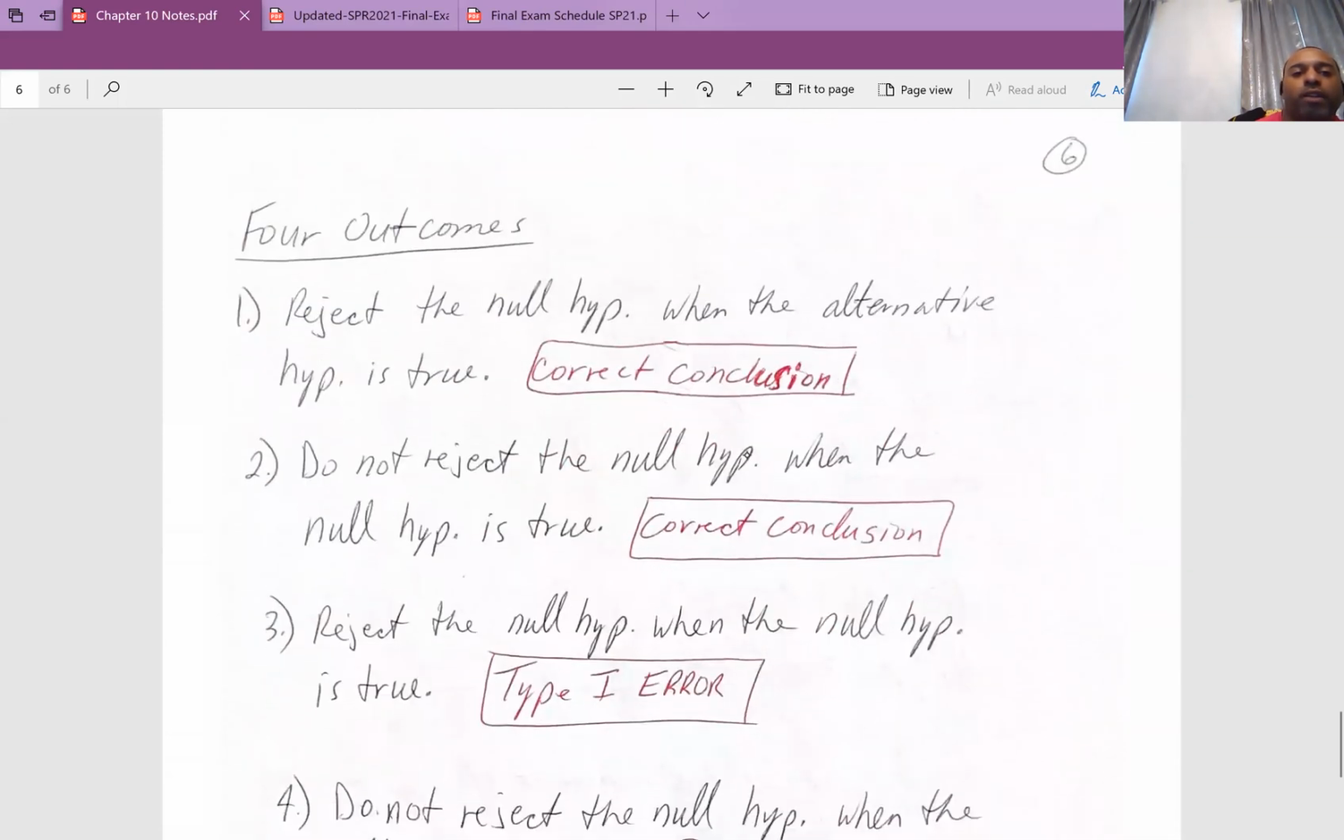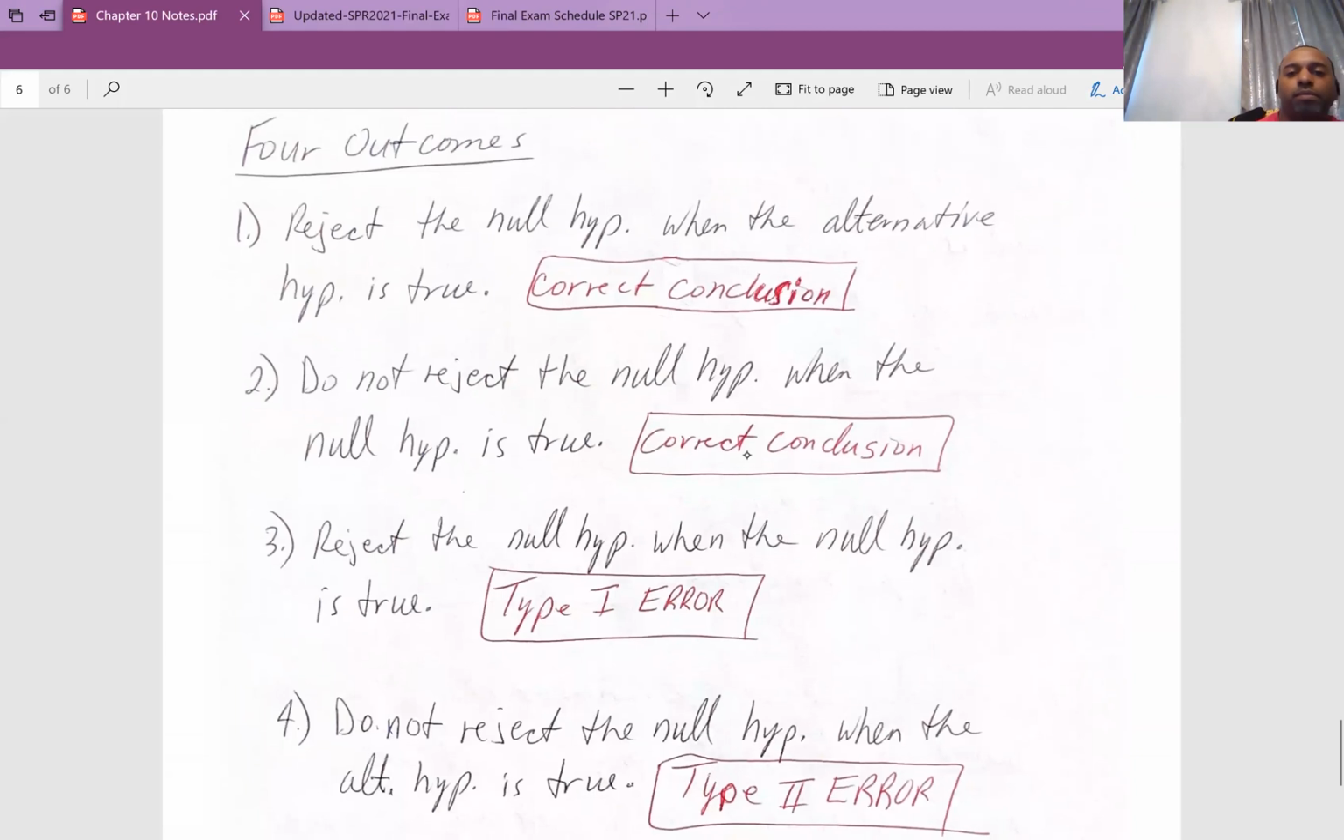All right. So now there are four possible outcomes. First, it's possible to reject the null hypothesis when the alternative hypothesis is true. So that's fine. We should be doing that. Next, do not reject the null hypothesis when the null hypothesis is true. That's fine to do that. Now the next two are errors. It's possible to reject the null hypothesis when the null hypothesis is actually true. And it's possible to not reject the null hypothesis when the alternative hypothesis is true. So number 3 is a type 1 error, and number 4 is a type 2 error.